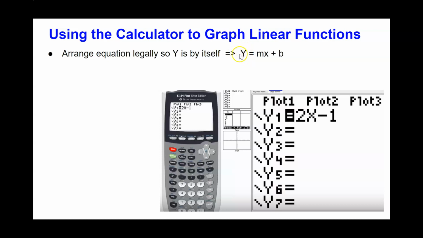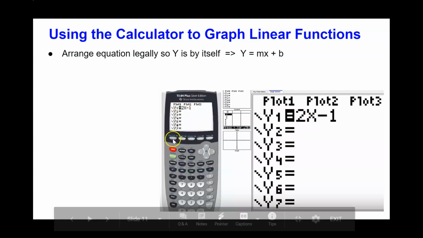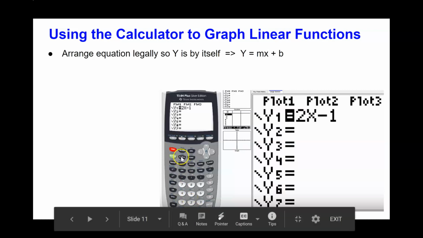If your y is by itself in your equation, you can go ahead and place it into your calculator by hitting the y equals here. Hit y equals, then we hit 2, the x is located right here, minus 1.